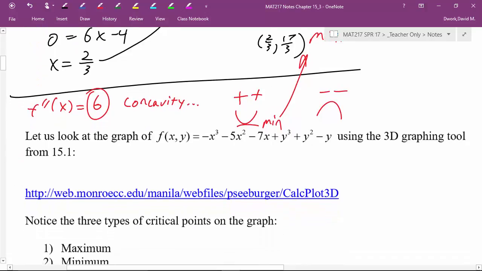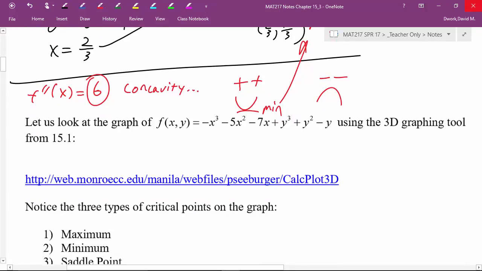Okay, so now we're going to move on. That was a little review. Now we're going to move on to what we can do in 3D.